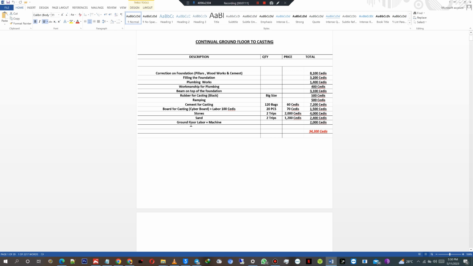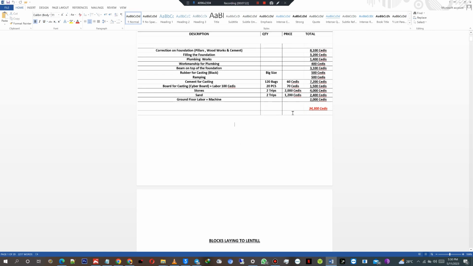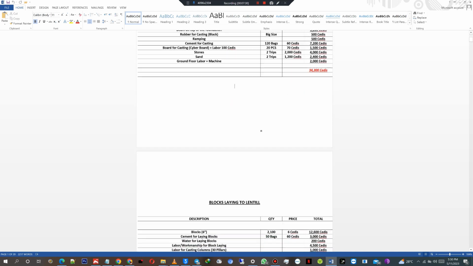So the ground floor labor plus machine took 2,000 Ghana cedis. The overall cost from the ground floor to the casting was 34,300 Ghana cedis. Okay, so this was how it went.